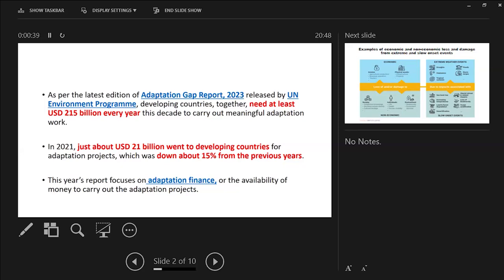But somehow, this has not been executed. Like in 2021, only 21 billion USD has been contributed to the developing countries for adaptation projects, which was down about 15% from the previous year. So in 2023, this particular adaptation report is based on the adaptation finance and how the availability of money to carry out the adaptation project.